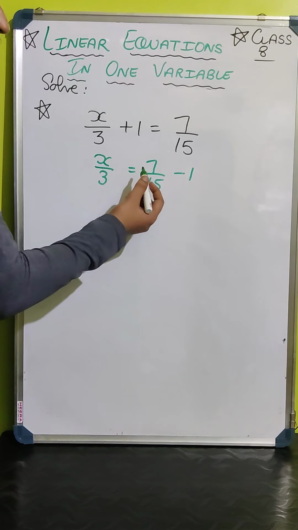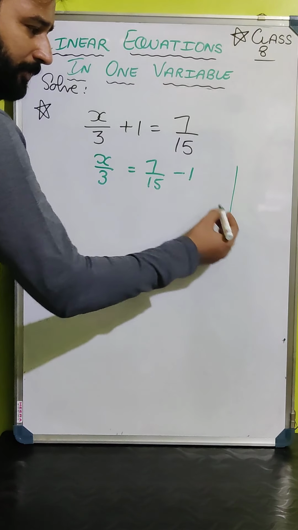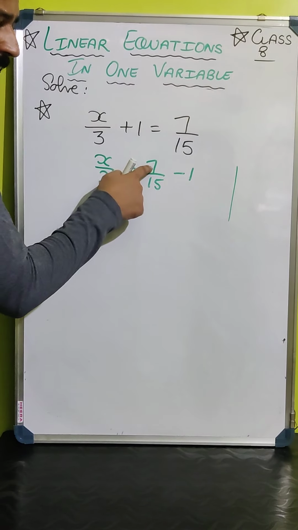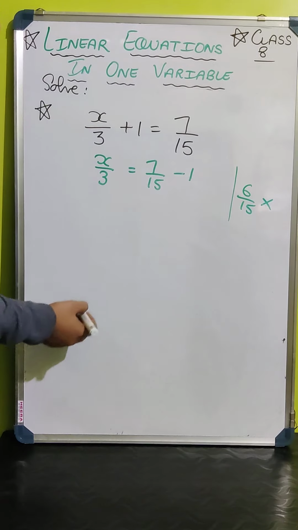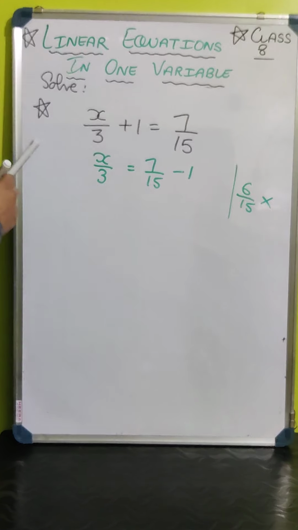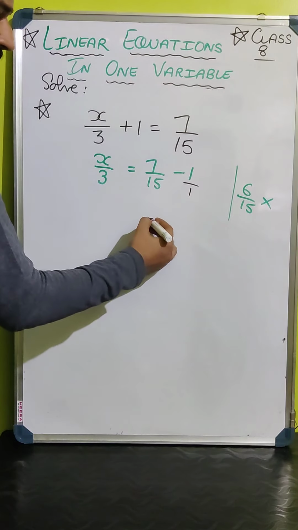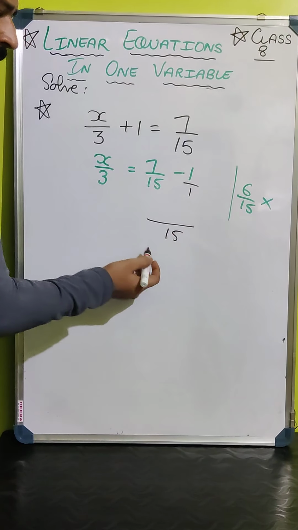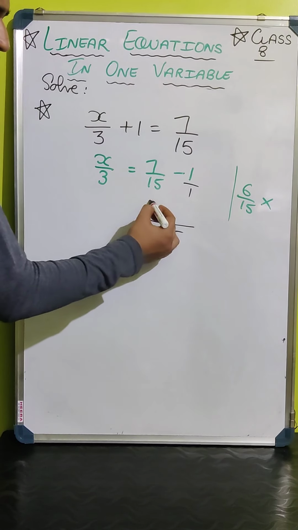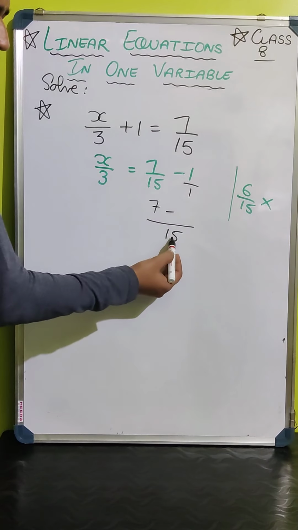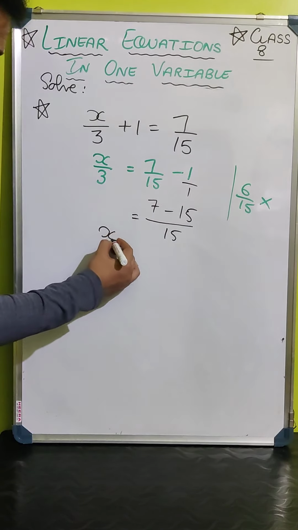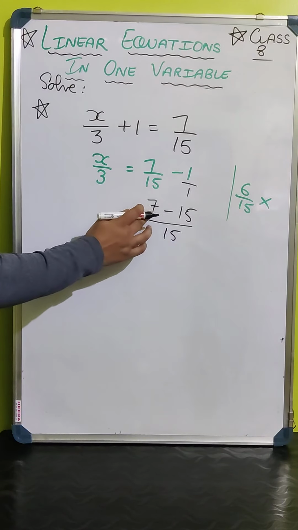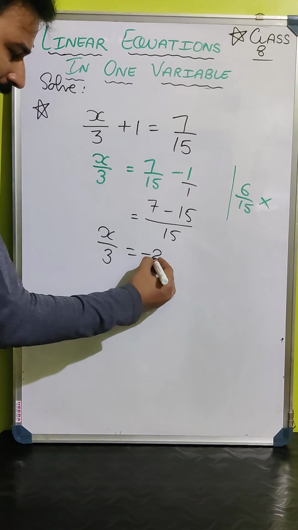Okay, minus 1. So many students make a mistake here also. They will write 7 minus 1, 6 by 15. So it will be wrong. Okay, you have to take the LCM. When you take the LCM of these numbers, the LCM will be 15. 15 ones are 15, 1 7s are 7. 1 15, 15 ones are 15. So the answer is coming, that is x by 3 is equal to 7 minus 15, minus 8.